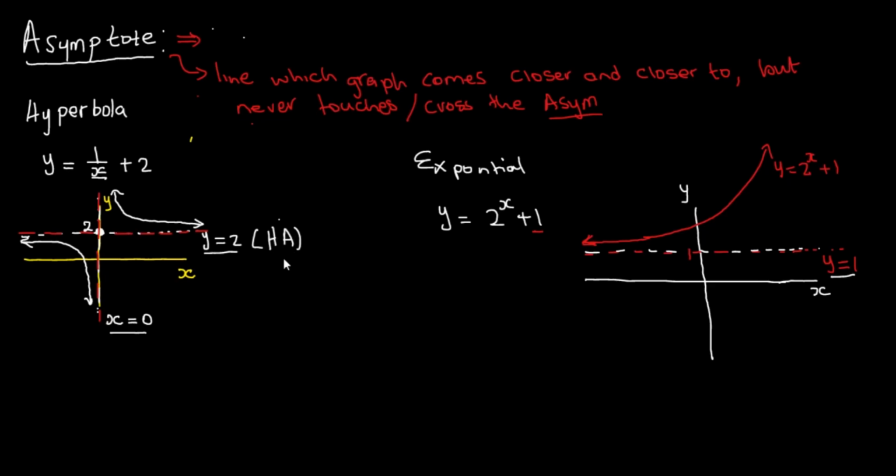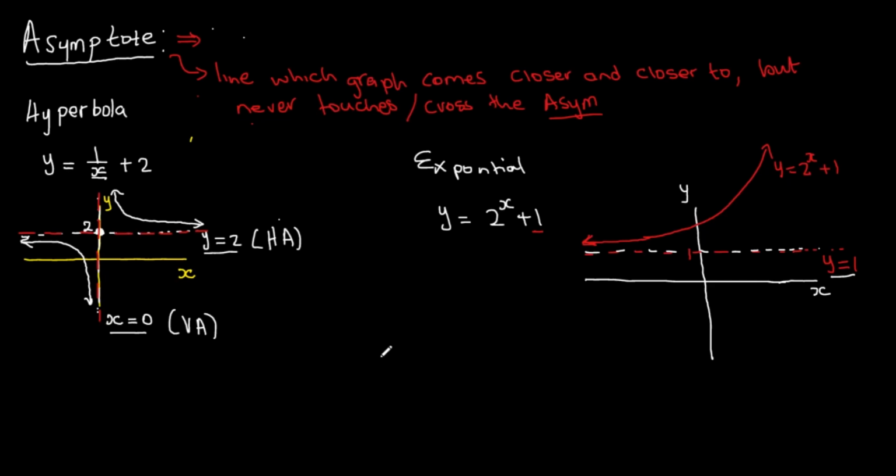In this lesson, we're going to call it HA. H for horizontal, A for asymptote. And this will be the vertical asymptote. In this lesson, we're going to call it VA. V for vertical, A for asymptote.